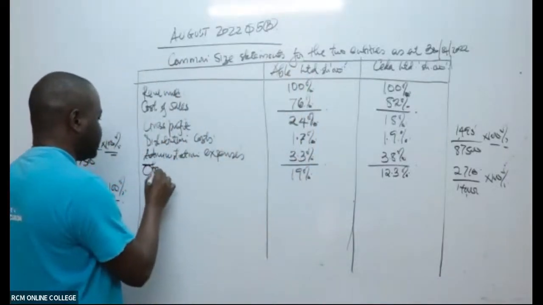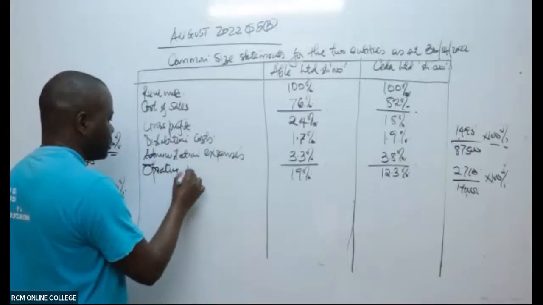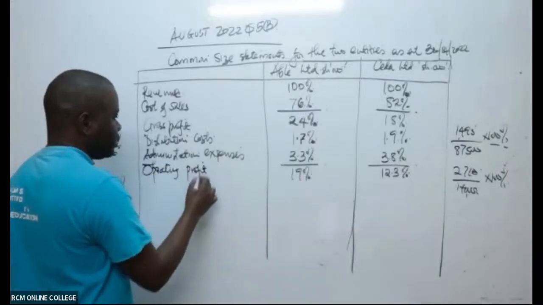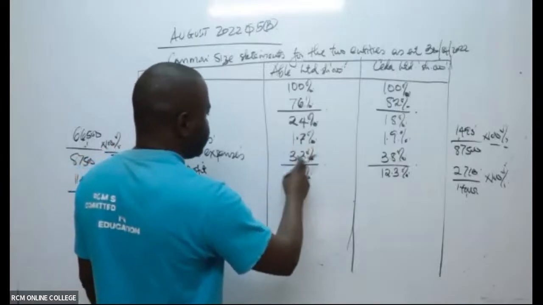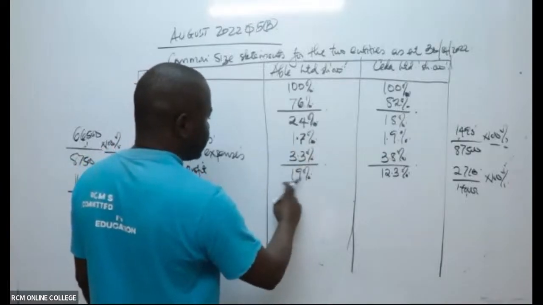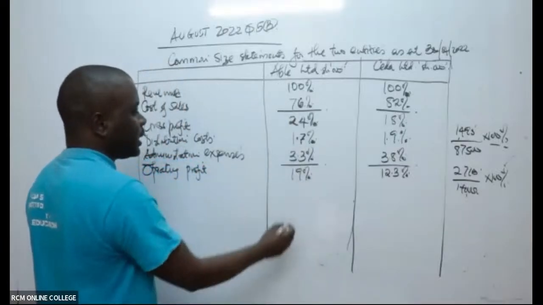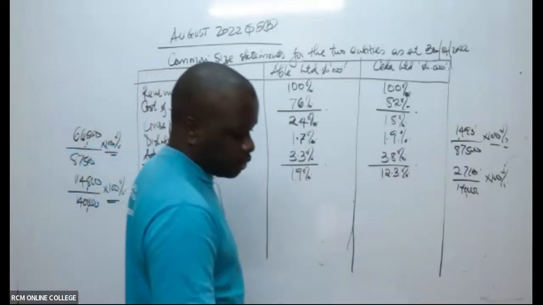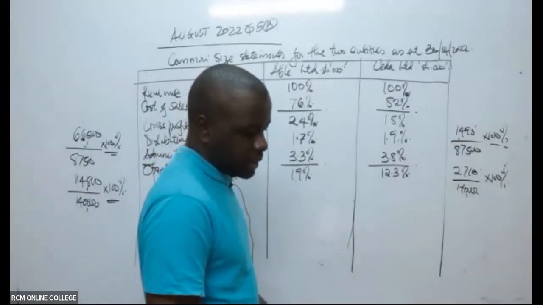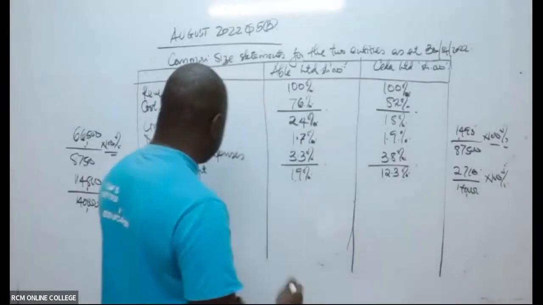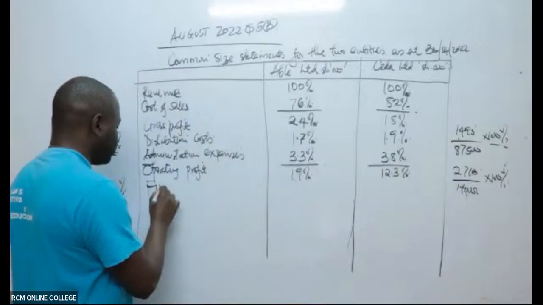So the operating profit. Remember, you can get the difference of the percentages, or alternatively, you can just take the profit itself over the total sales, then multiply by 100%. You'll still get the 19%. Then the next item is finance costs.